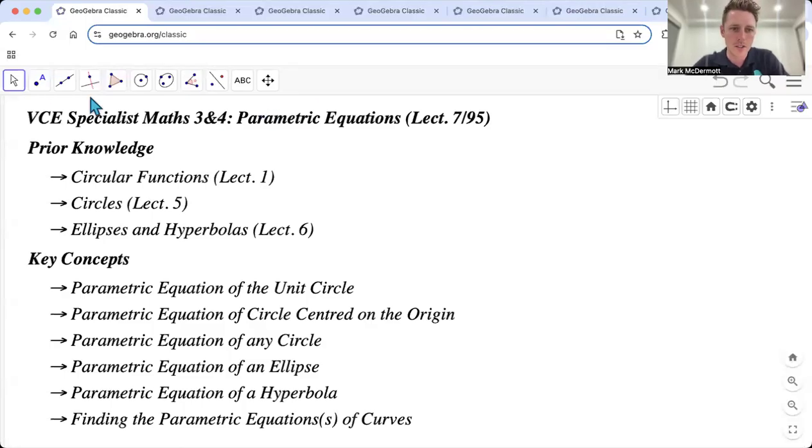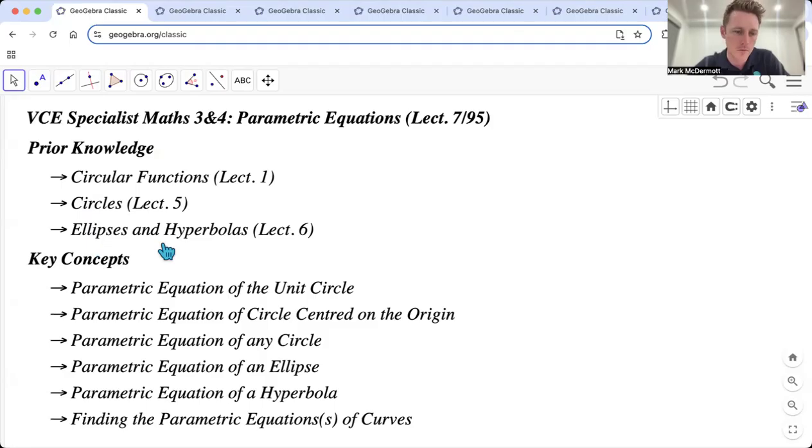All right, lecture 7 of specialist maths. We're going to look at parametric equations, and we're going to use that information to define a bunch of different relations. Some prior knowledge you'll need for this is lecture 1, where we talked about circular functions, lecture 5, where we spoke about circles, and in lecture 6, we spoke about ellipses and hyperbolas.